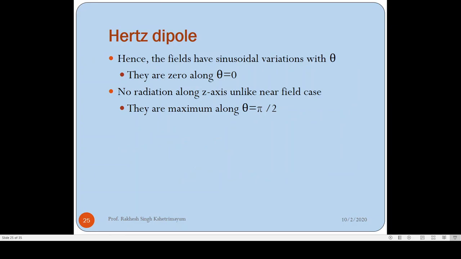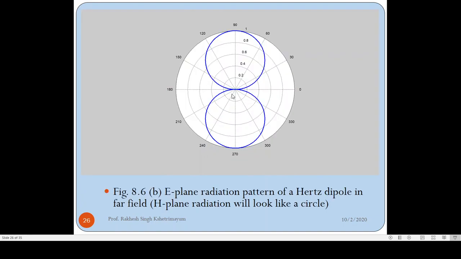And one more observation is that the variation of your electric field and magnetic field with respect to theta was sine theta. So sine theta is 0 when theta is equal to 0, and sine theta is maximum when theta is equal to pi by 2. So how does the radiation pattern look? The radiation pattern looks like an 8, with maximum radiation along theta equal to pi by 2 and 3 pi by 2. No radiation along theta equal to 0 and 180 degrees.